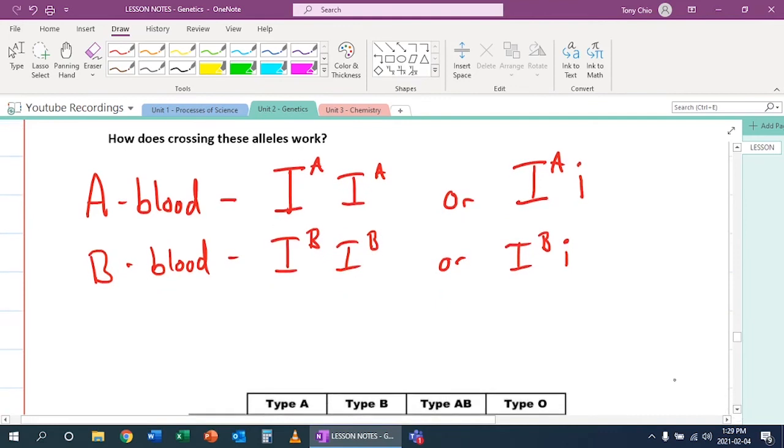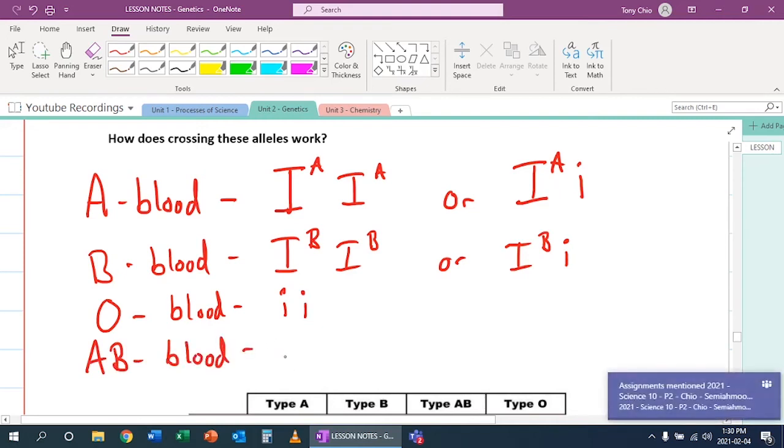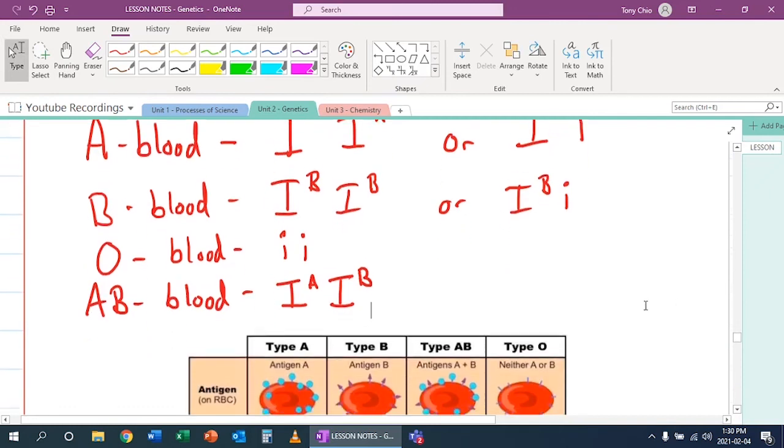Again, that's another type. If you have O blood type, that just means you have no A or B, which is 2 lowercase i's. But wait, that's only 5. I said 6 earlier. Where's the last one? The last one is AB blood type. Because A and B are both dominant, what if you inherit both of those alleles? AKA you inherit both IA and IB. That is AB blood type.